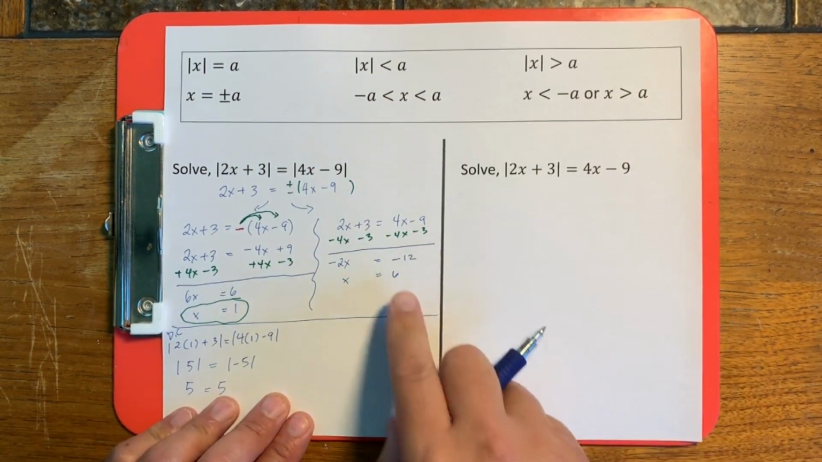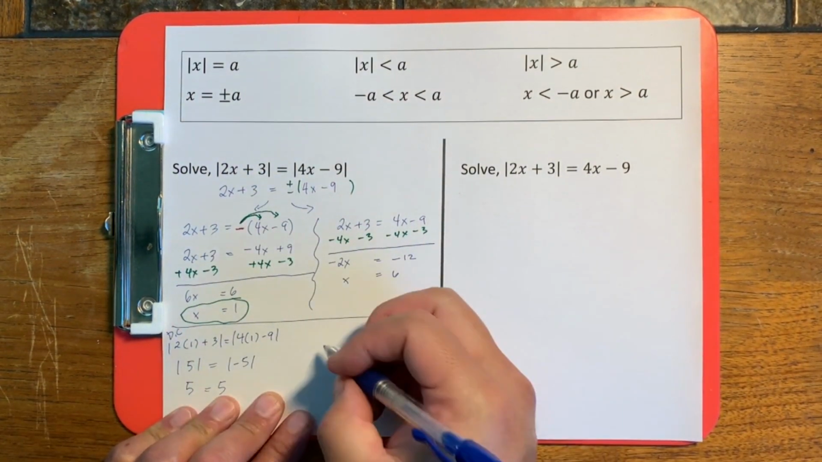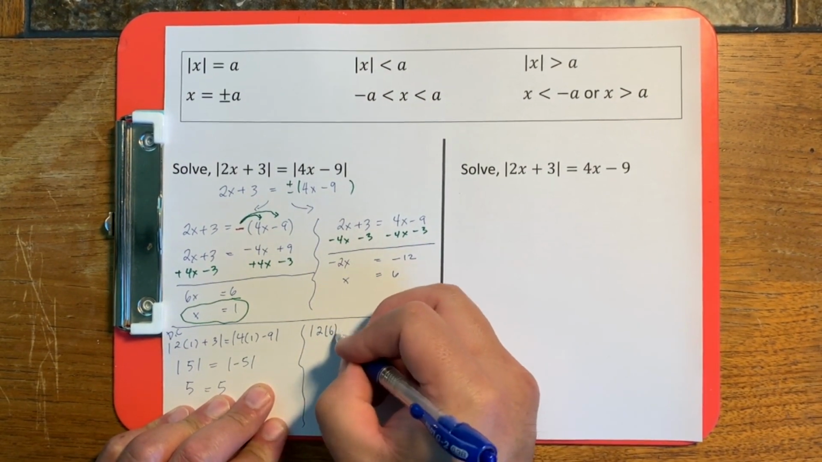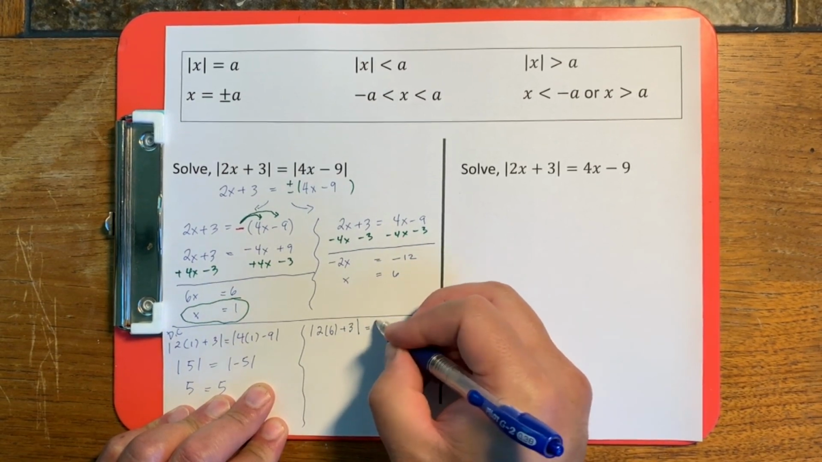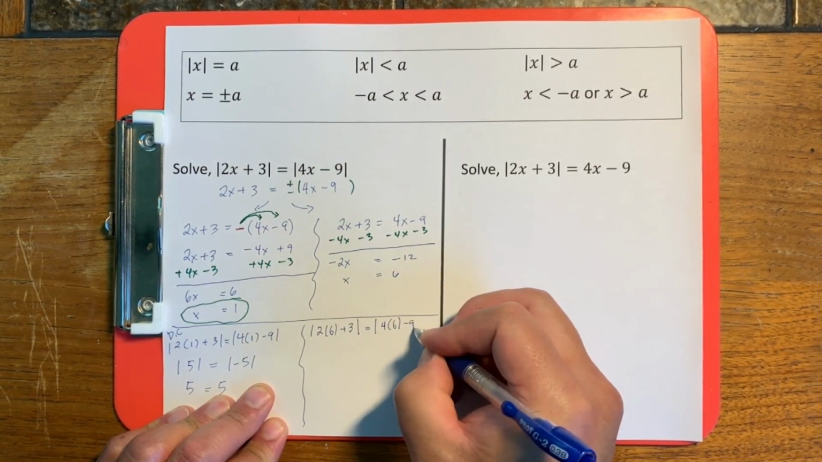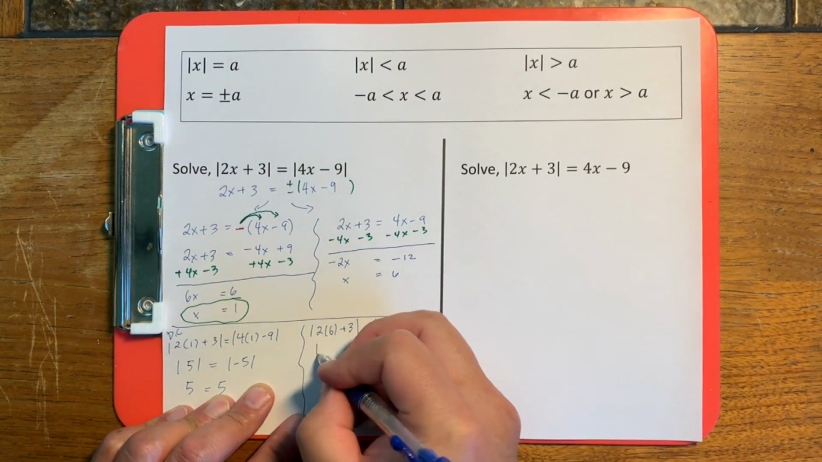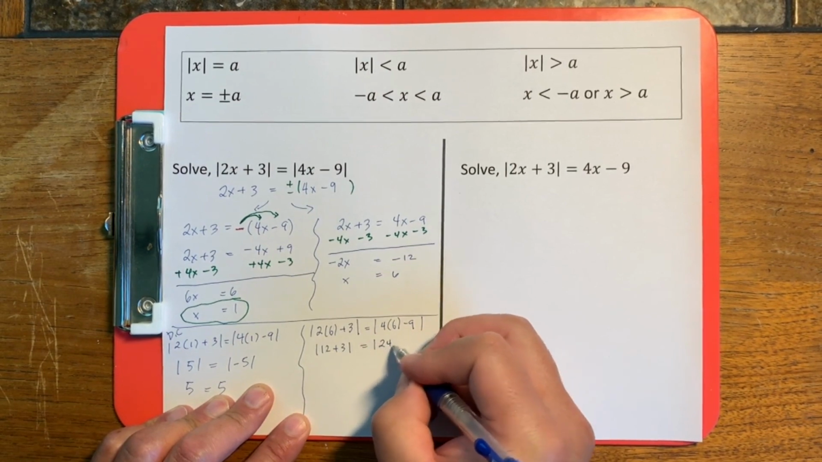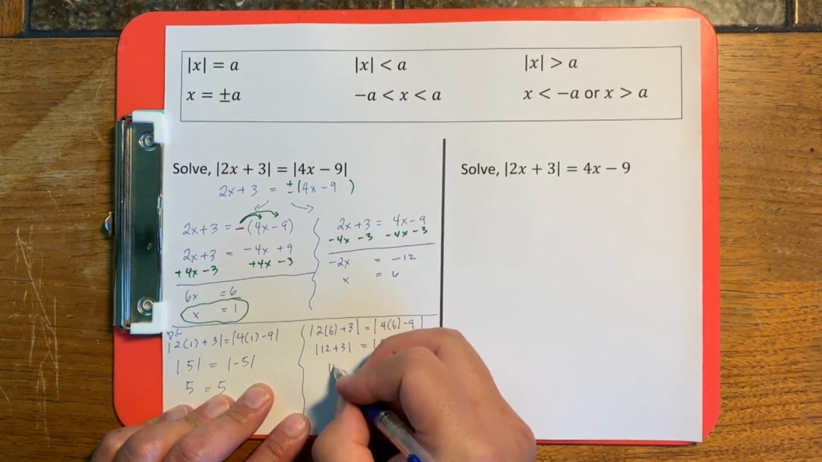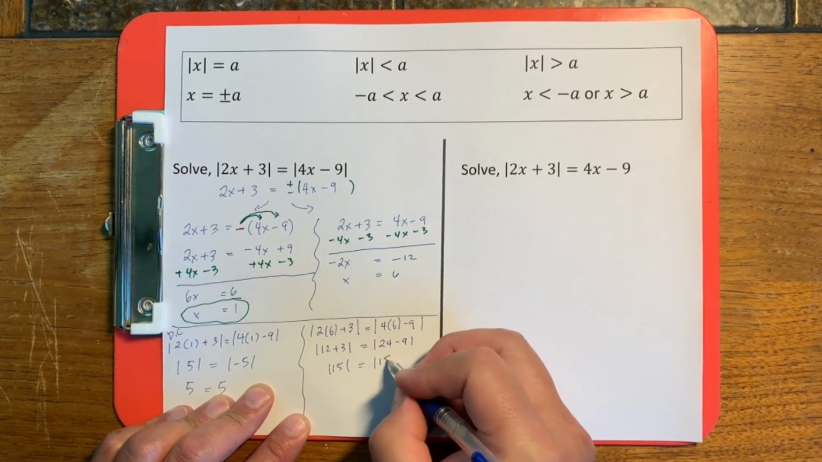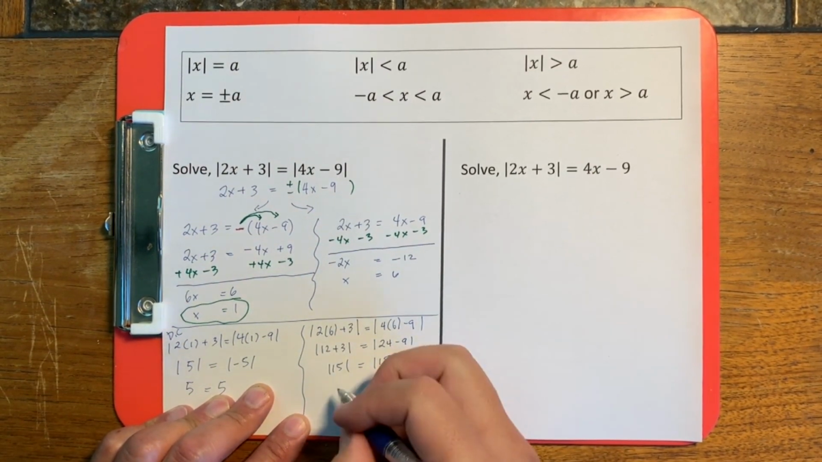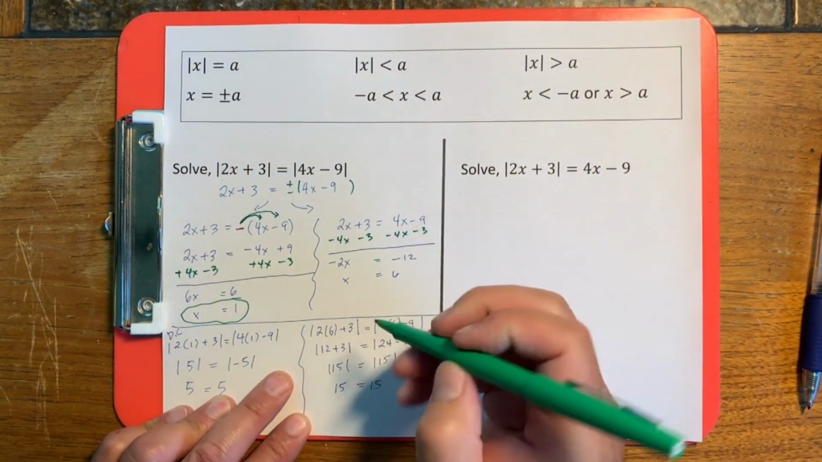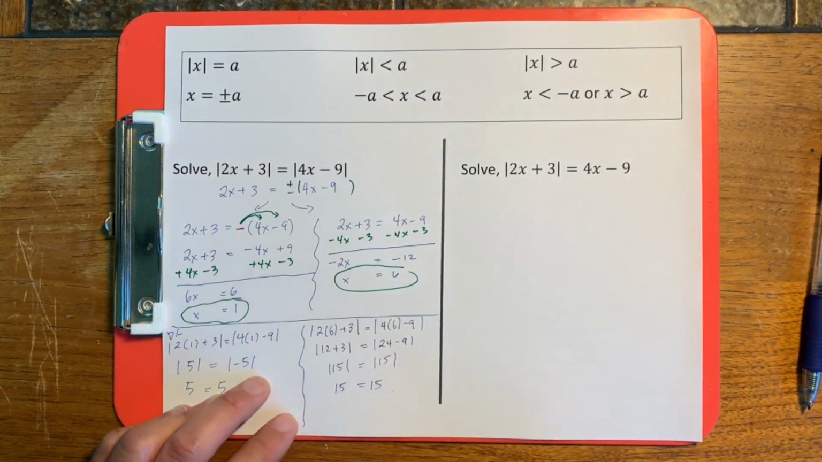Now let's do the same thing over here. Let's plug 6 into here and here. So we get 2 times 6 plus 3 is equal to 4 times 6 minus 9. So now we have 12 plus 3 is equal to 24 minus 9. So we get 15 is equal to 15. When I take the absolute value of both of those, I get 15 is equal to 15. I get another true statement. So this is a good answer.